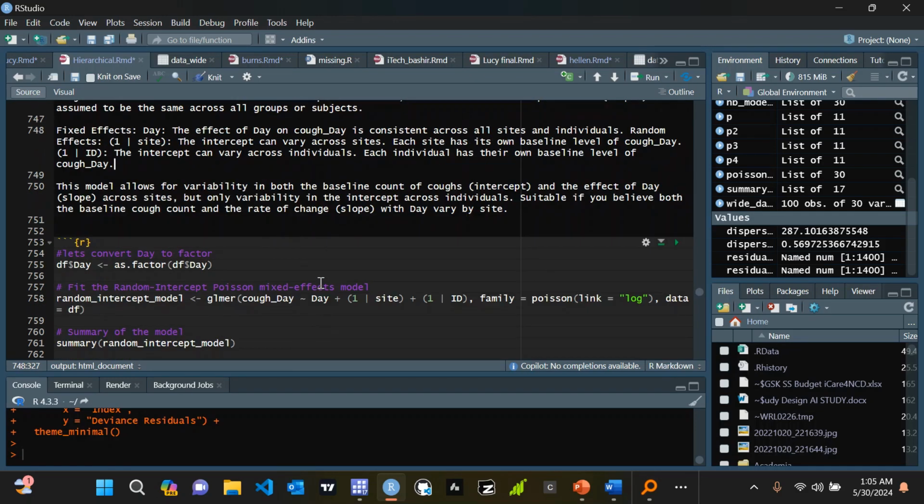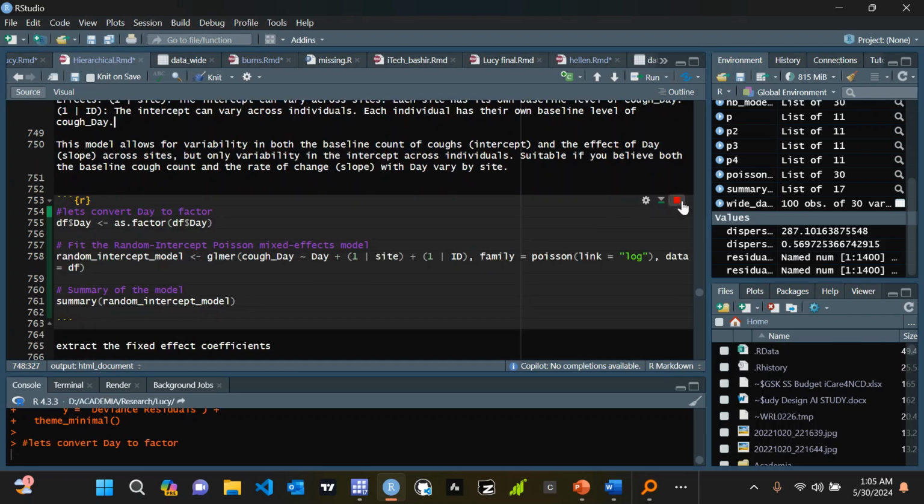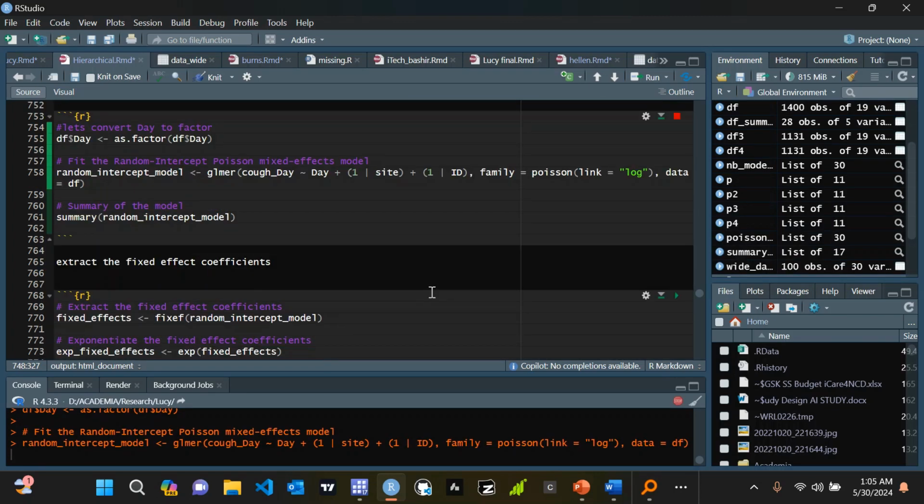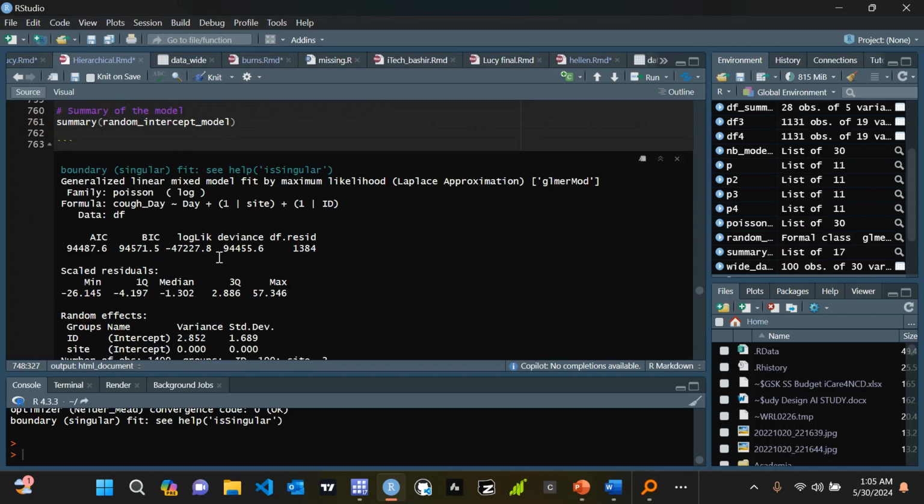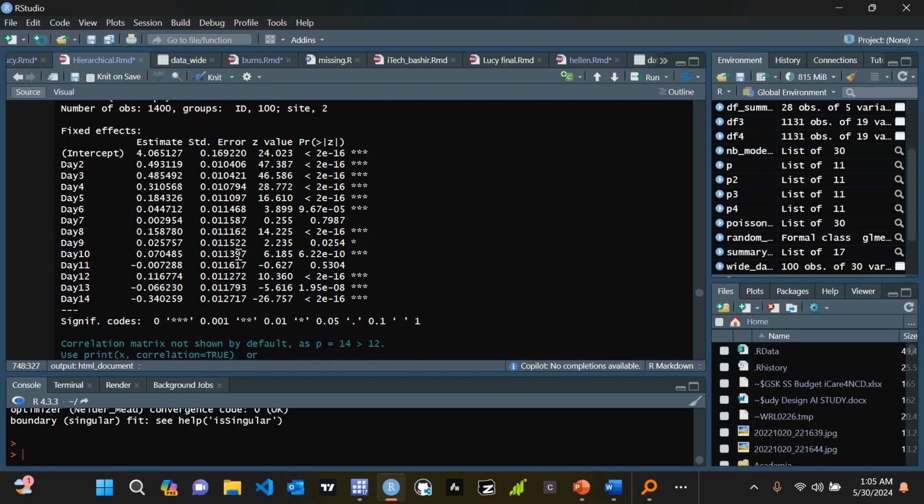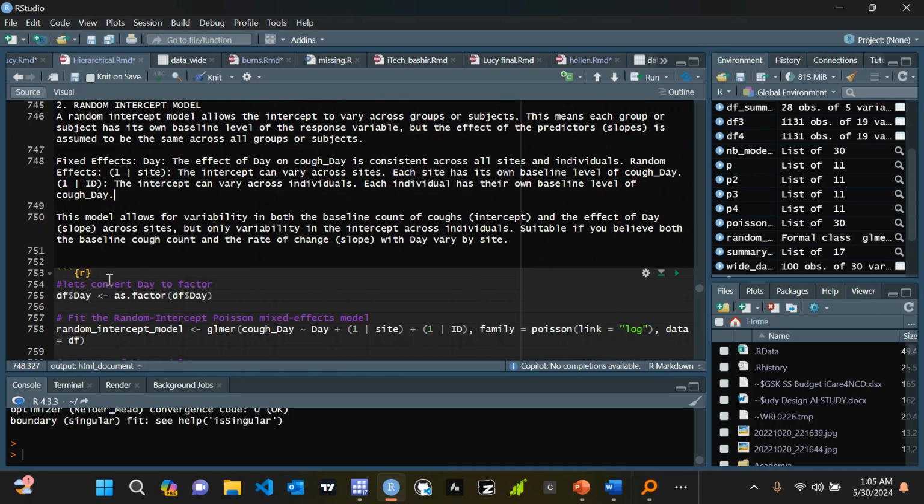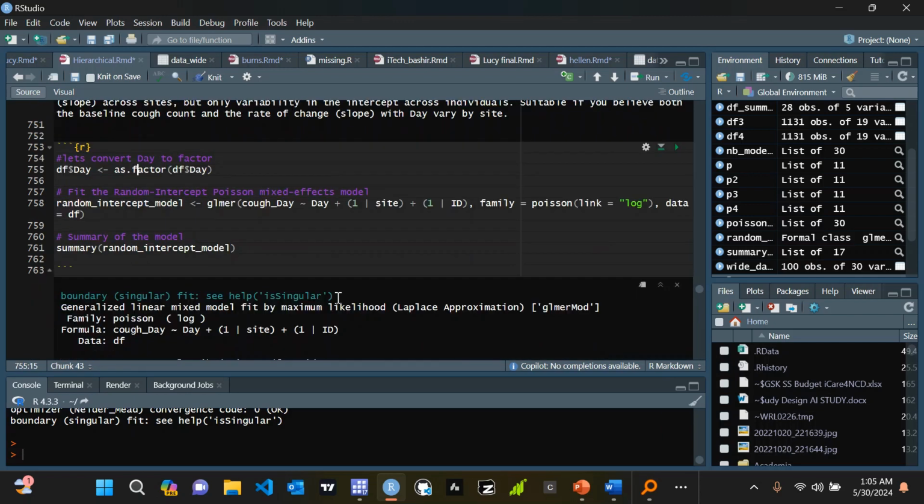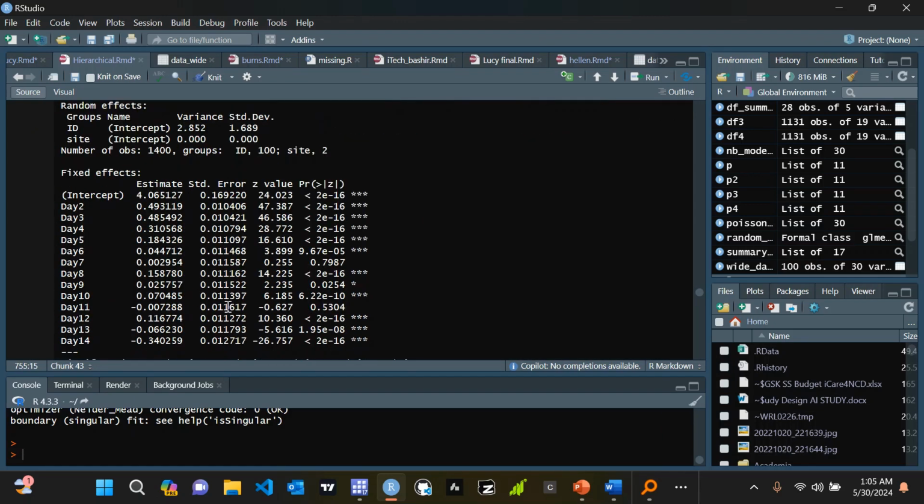So we shall go ahead and fit this model though. We have now used day as a factor variable to take account of that time effect of day. And the p-values are significant for most days. And it only says that cough frequencies decline at day 11, day 13, and day 14.